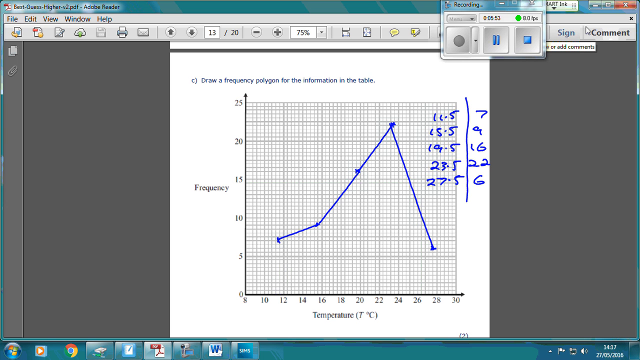and they do a bar graph. So make sure you don't do a bar graph. So again, make a note of it. Frequency polygon is a dot to dot where you join the midpoints.